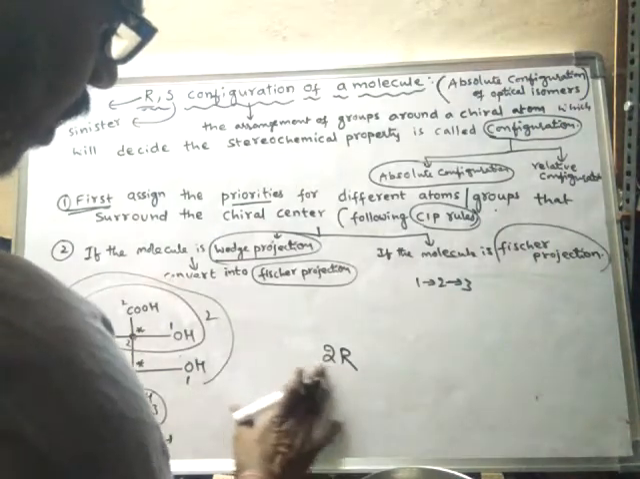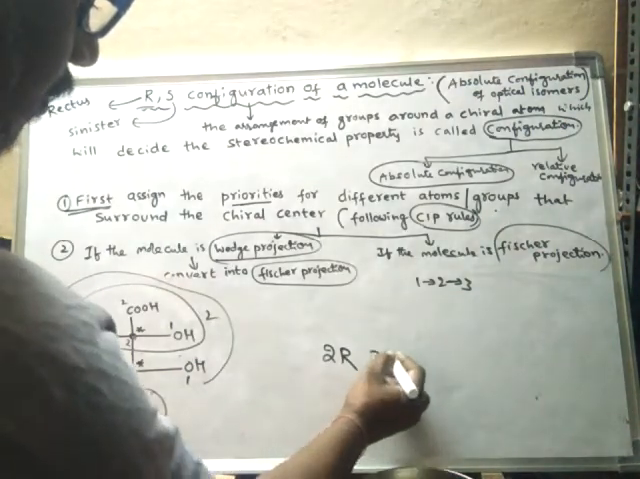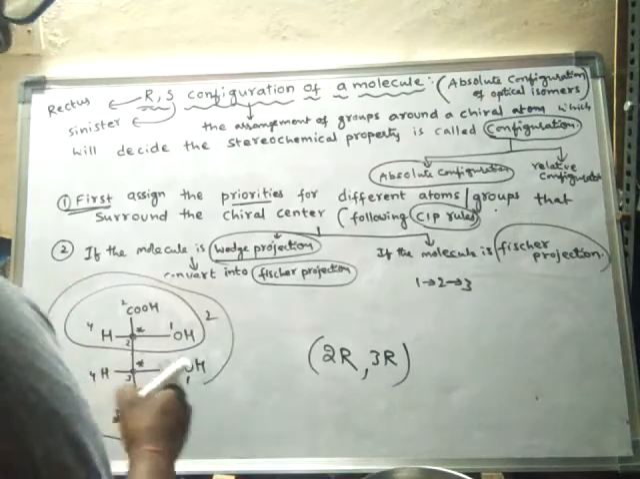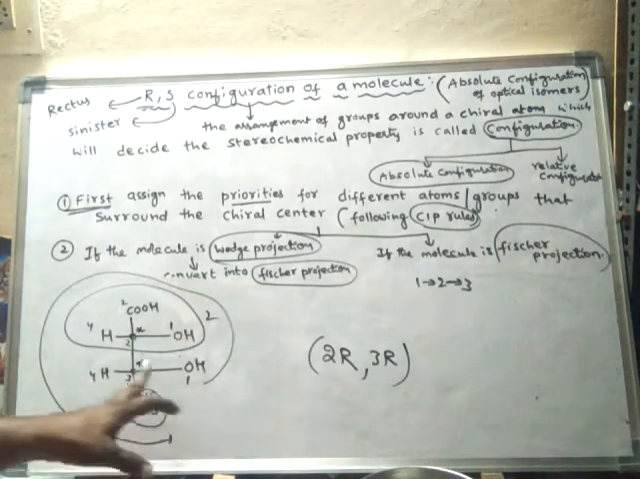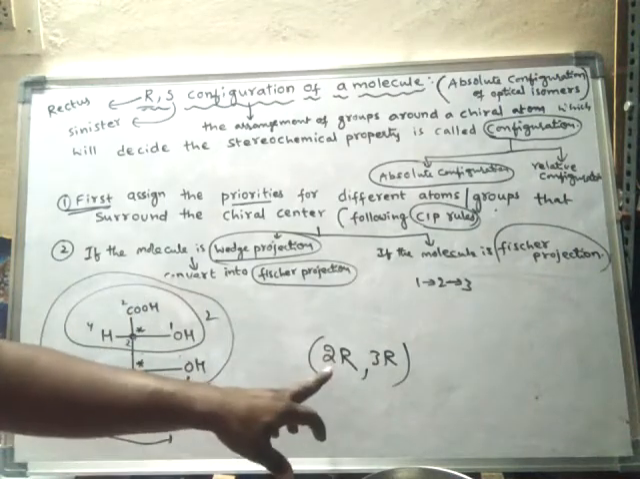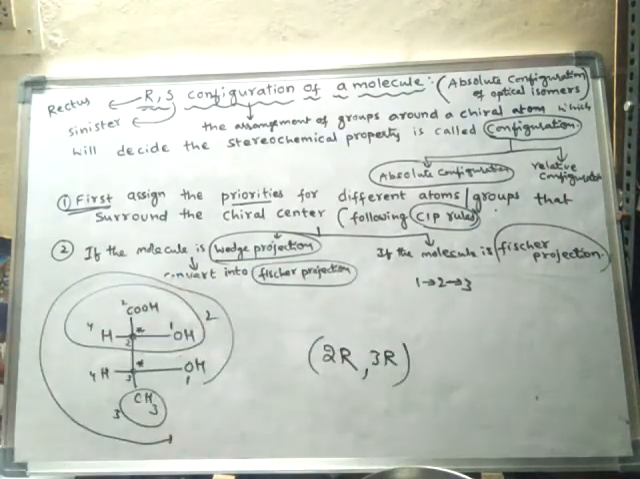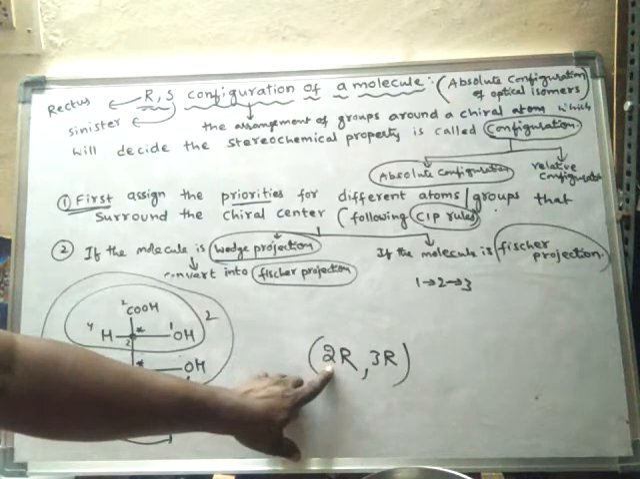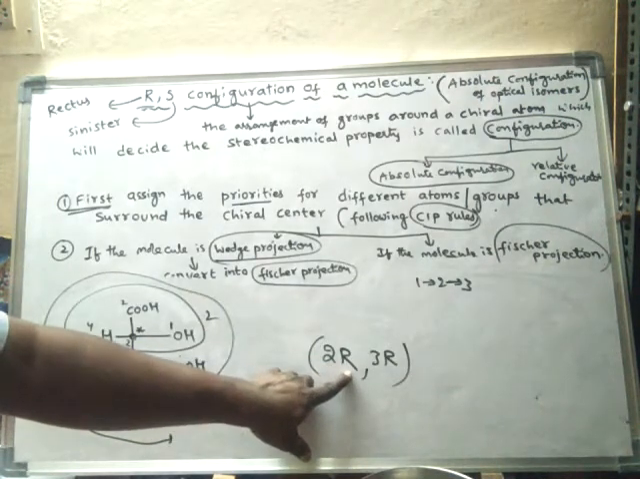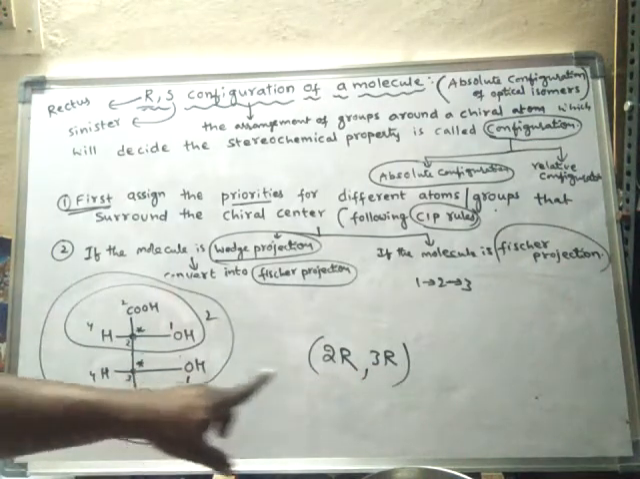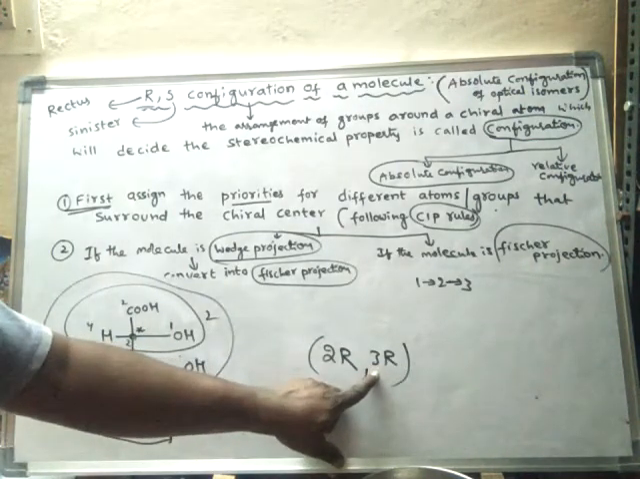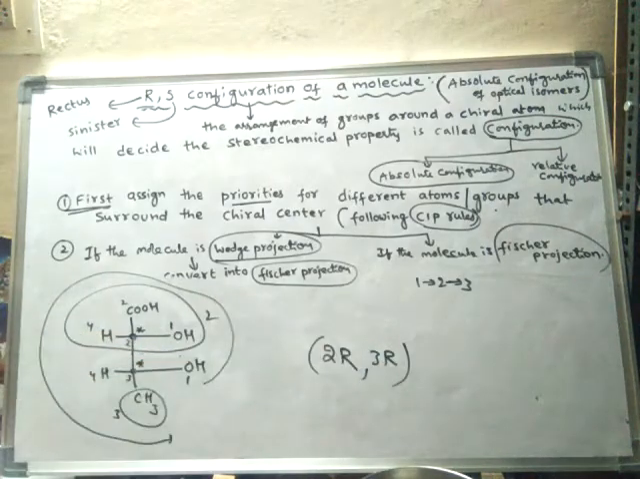So 2R, 3R configuration. So what is the configuration of this molecule? This molecule is having 2R and 3R configuration. That means the second chiral carbon has rectus configuration, and the third carbon is also a chiral carbon and it is also having rectus configuration. So like this you can write the name of the compound.